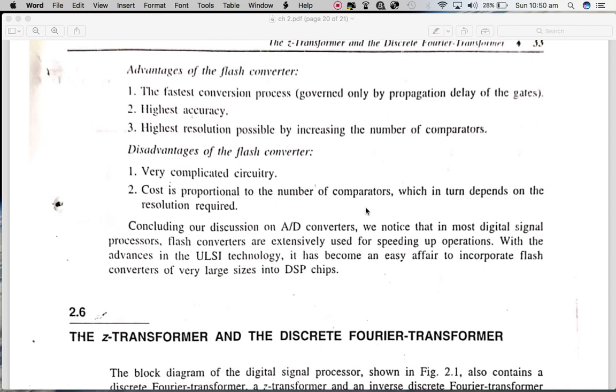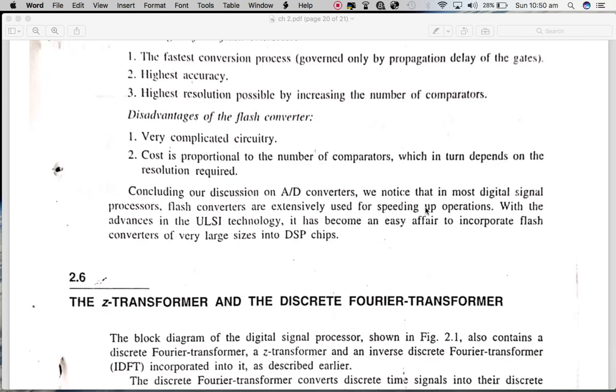And the cost of the ADC for this flash converter is dependent upon the number of comparators, and it is very much used in our applications.